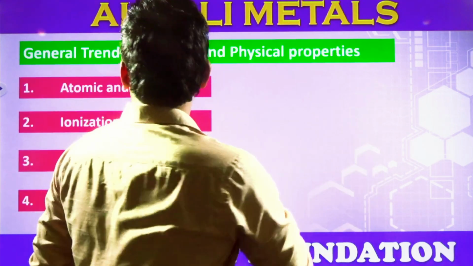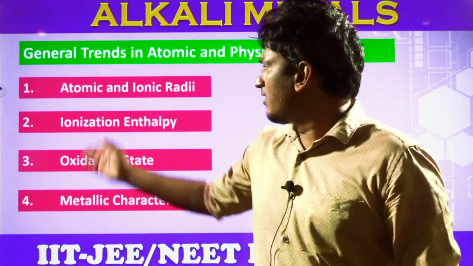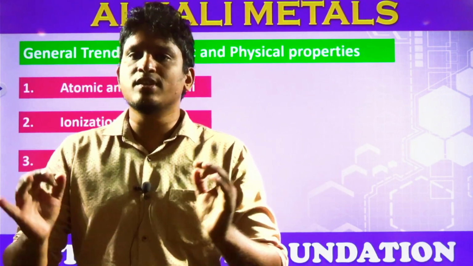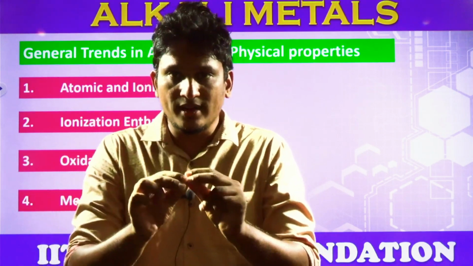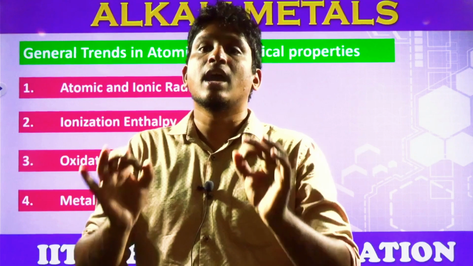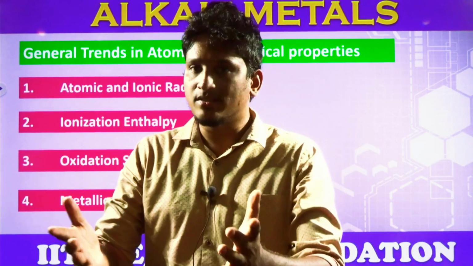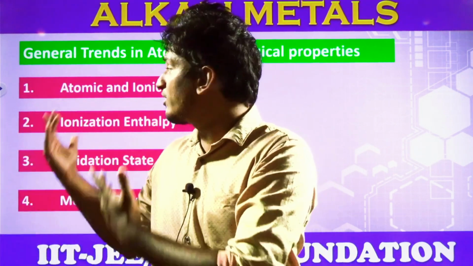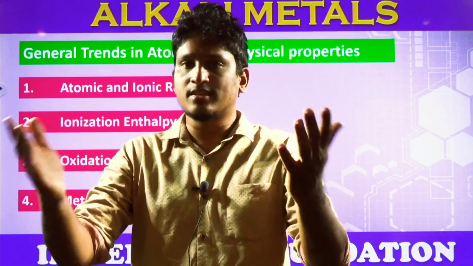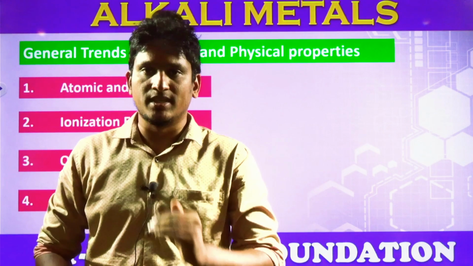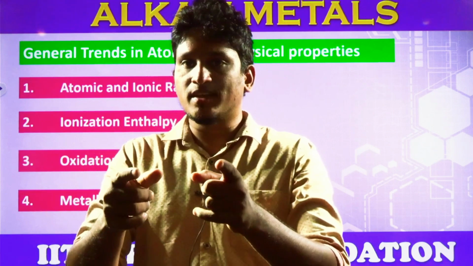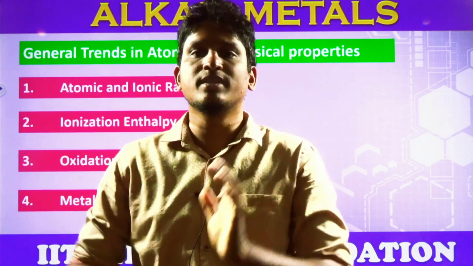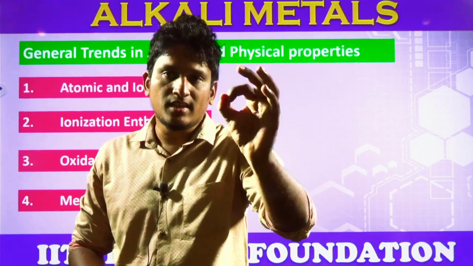So next we have general trends, to start with atomic radius or atomic size. Students, the definition of atomic size is the distance from the nucleus to the valency shell. Trends means what happens group wise and period wise. We are talking about the alkali metals group, the first group elements, right? So let us discuss the trends from lithium to cesium. Once again, atomic size is the distance from the nucleus to the valency shell. Which is bigger in size, lithium or cesium?